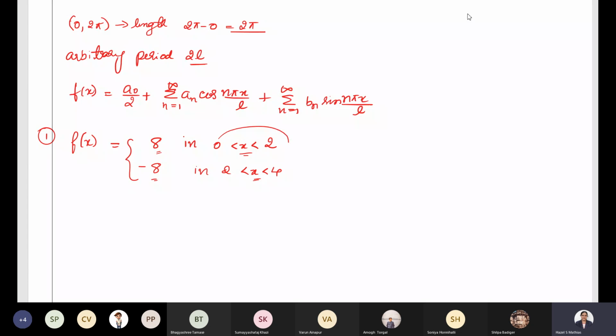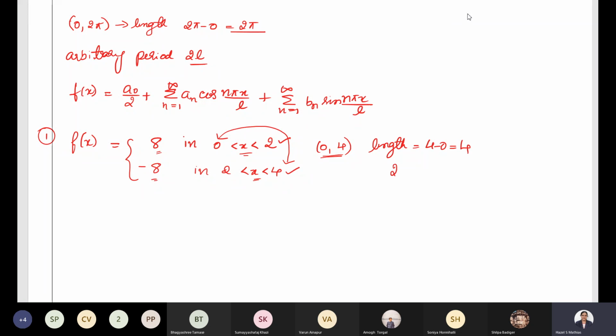So what is the interval now? 0, 4. Remember that the starting limit is 0, the ending limit is 4. This interval 0, 4 is split into two parts. The first part is where x lies between 0 and 2. The second part is where x lies between 2 and 4. So this is the interval. What is the length of this interval? That is upper limit minus lower limit. 4 minus 0 is 4.